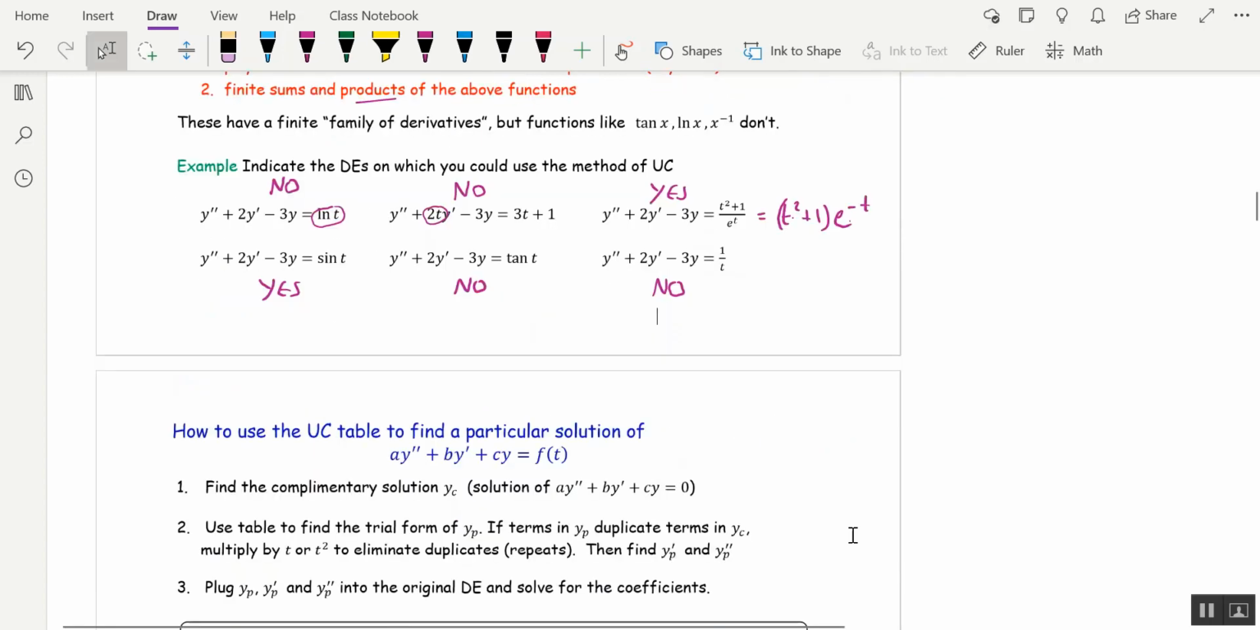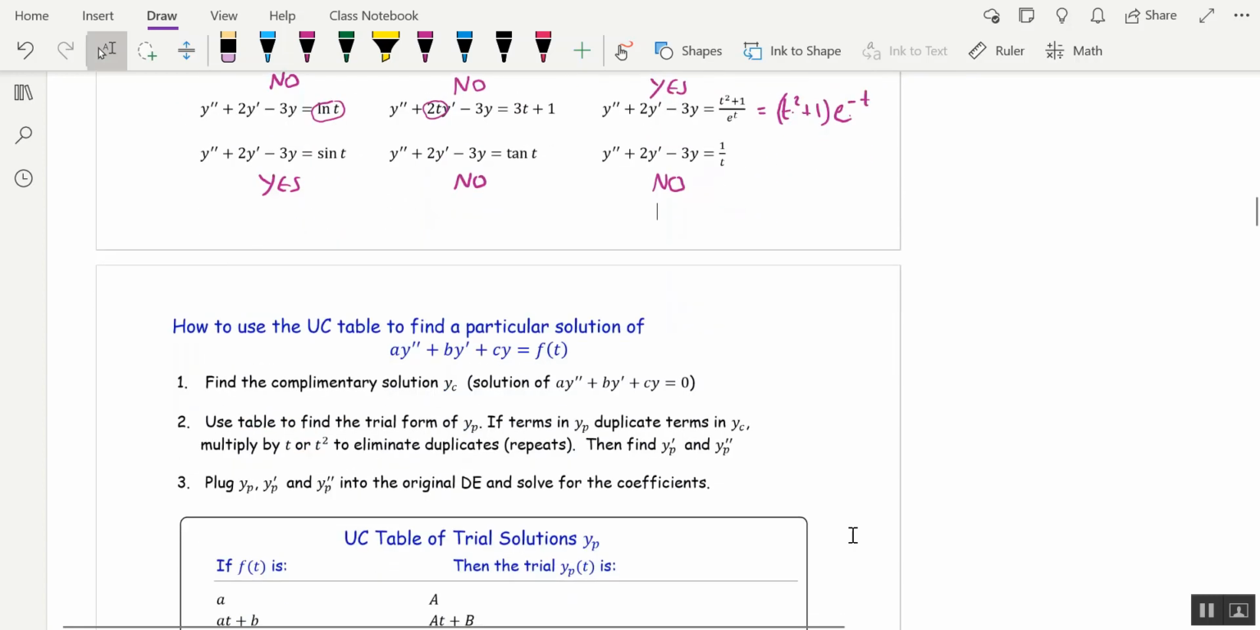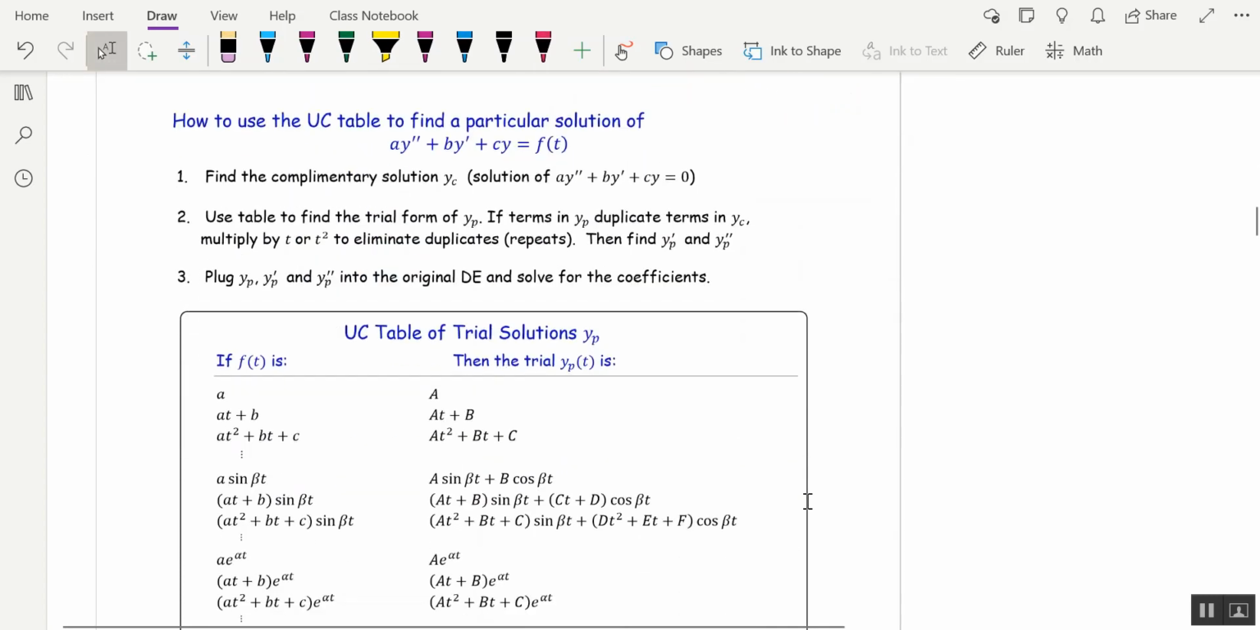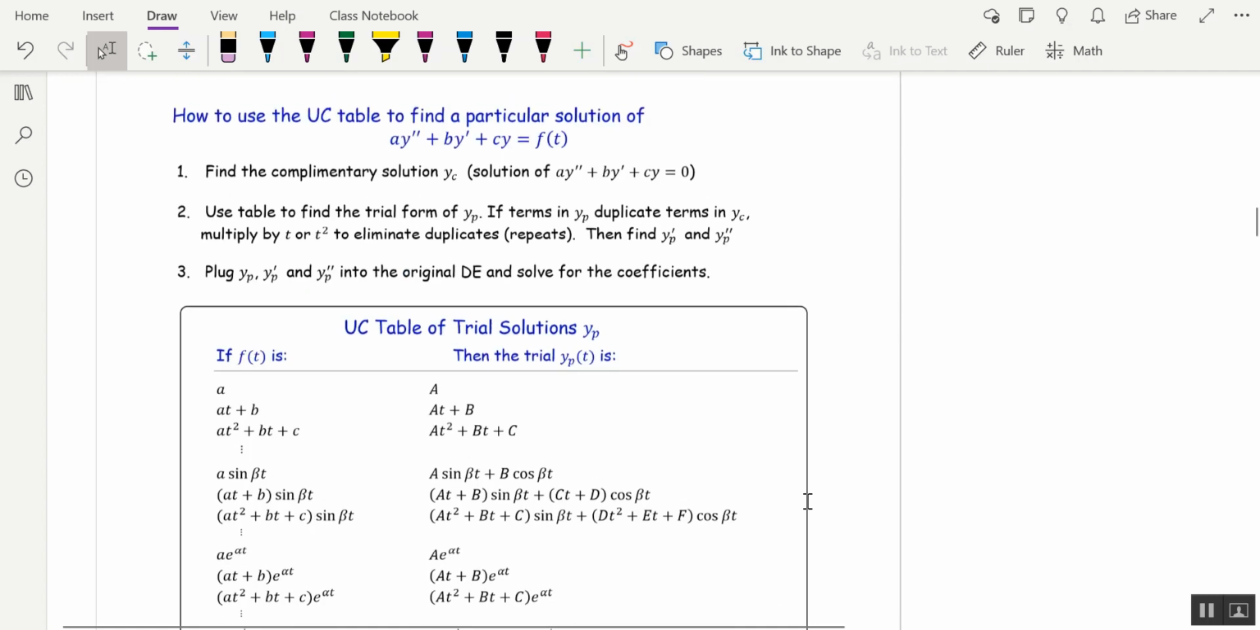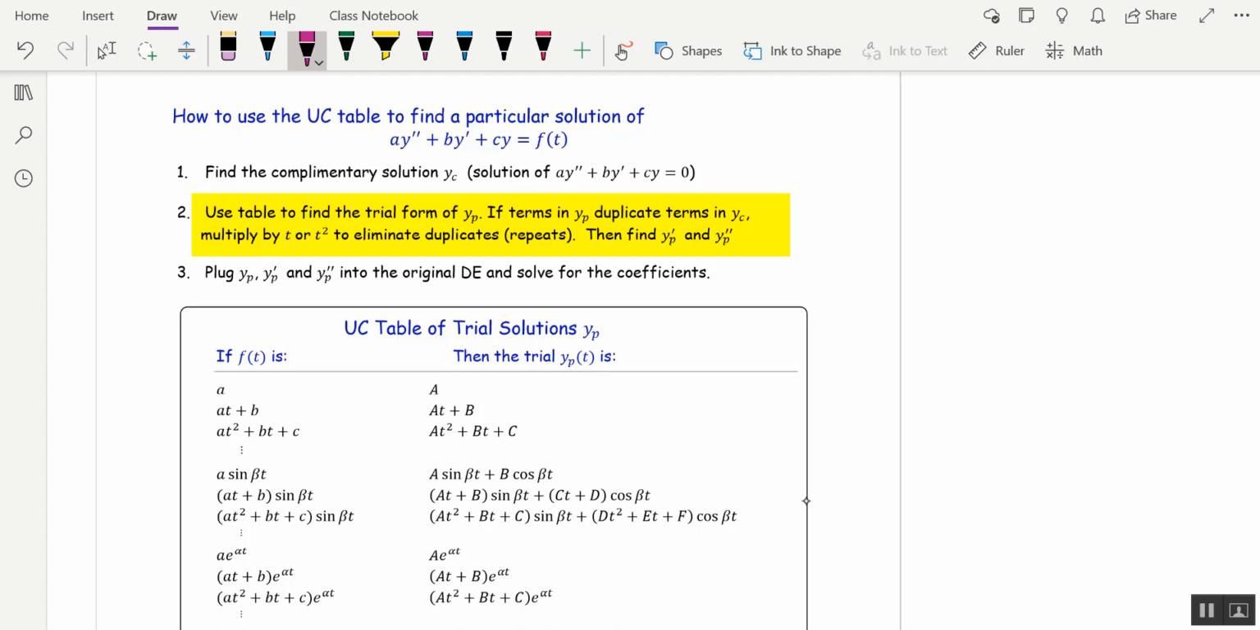So how to use UC. There are 3 steps. First, find a complementary solution YC of the associated homogeneous. Then you're going to use the table here to find the trial form of YP. The reason I say trial is that you're going to have to check your YP against YC. If there are any repeats or duplicates, you're going to have to multiply by t so that you won't have any duplicates. I'll explain that in a minute.